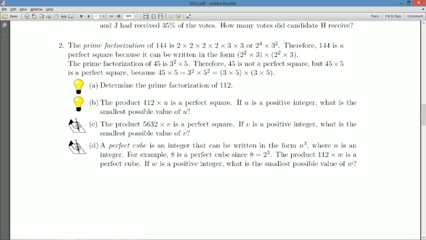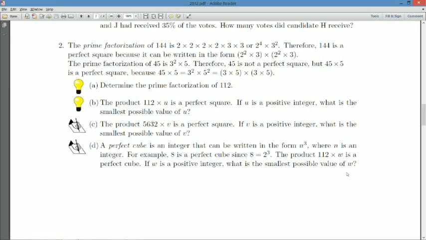Alright, D part. A perfect cube is an integer that can be written in the form n to the power of 3, where n is an integer. For example, 8 is a perfect cube since 8 is 2 to the power of 3. The product 112 times w is a perfect cube. If w is a positive integer, what is the smallest possible value for w?